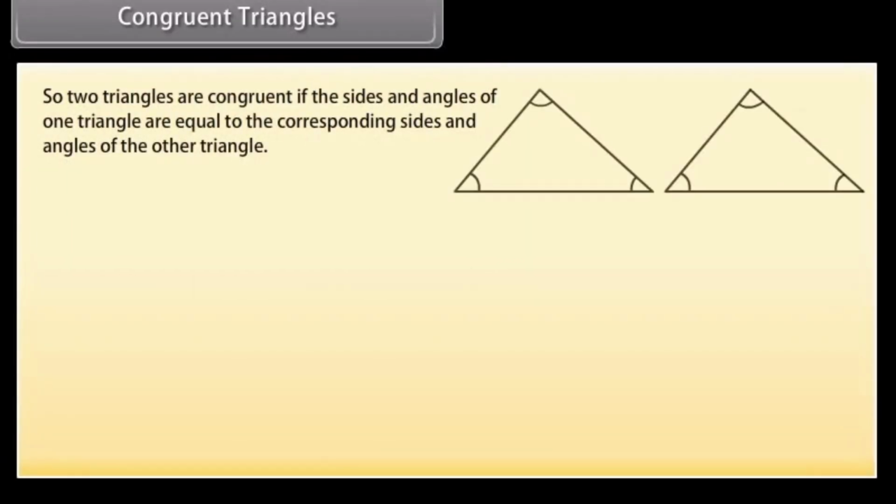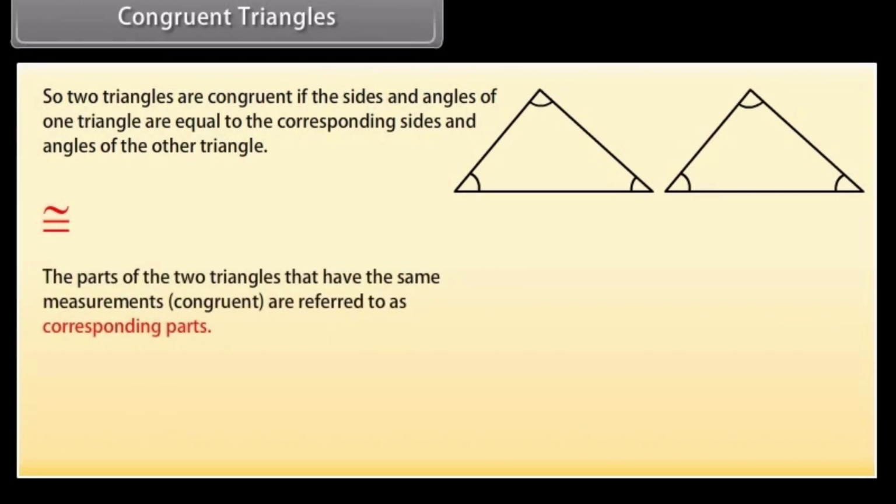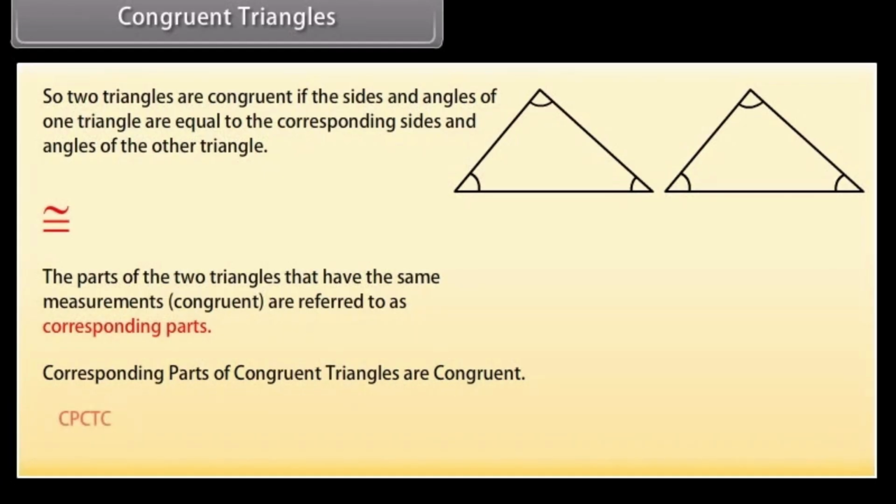Congruent triangles. Two triangles are congruent if the sides and angles of one triangle are equal to the corresponding sides and angles of the other triangle. This is the sign of congruency. The parts of the two triangles that have the same measurements, that are congruent, are referred to as corresponding parts. This means that corresponding parts of congruent triangles are congruent. In short form, we write it as CPCTC.